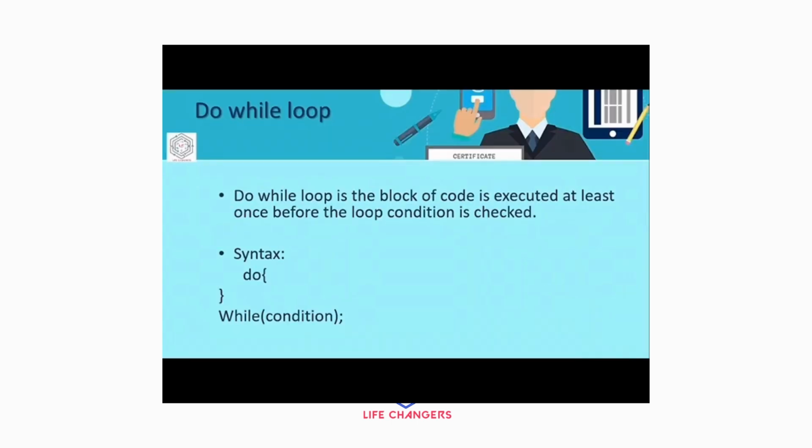Now we are going to do the do while loop. A do while loop is a block of code that will be executed at least once, and then the condition in the parentheses is checked. I provide an example syntax for the do while loop. First of all you write do with curly braces, then write while, then the condition. Let me show you an example using the do while loop.